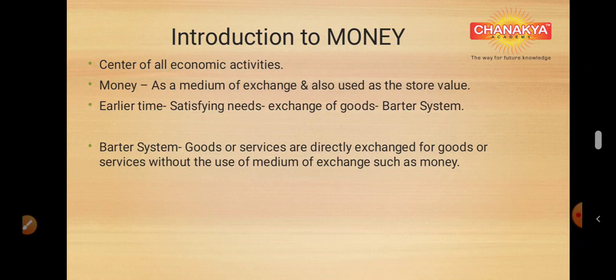Now, to satisfy the needs of any individual, we require money. We require money to buy goods. We require money to avail services. That is why money is not only a medium of exchange, but it is also stored for future use. People save money to fulfill their future needs.